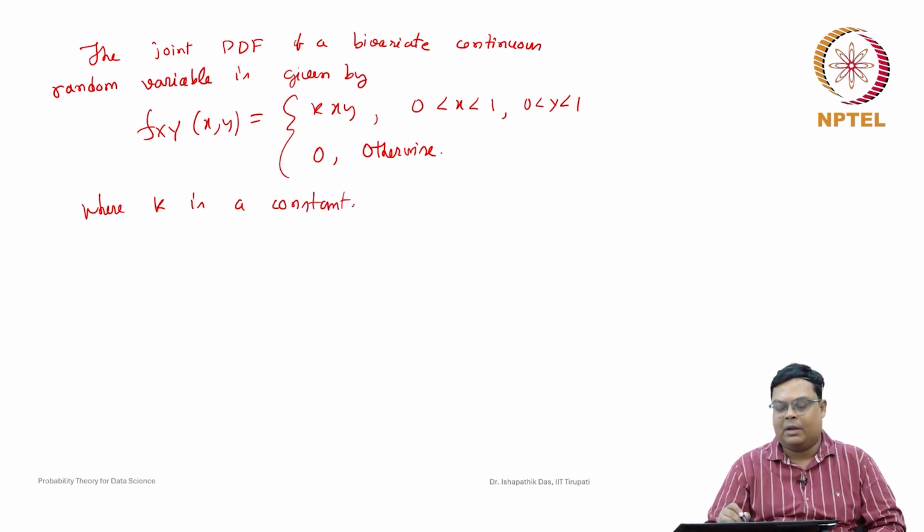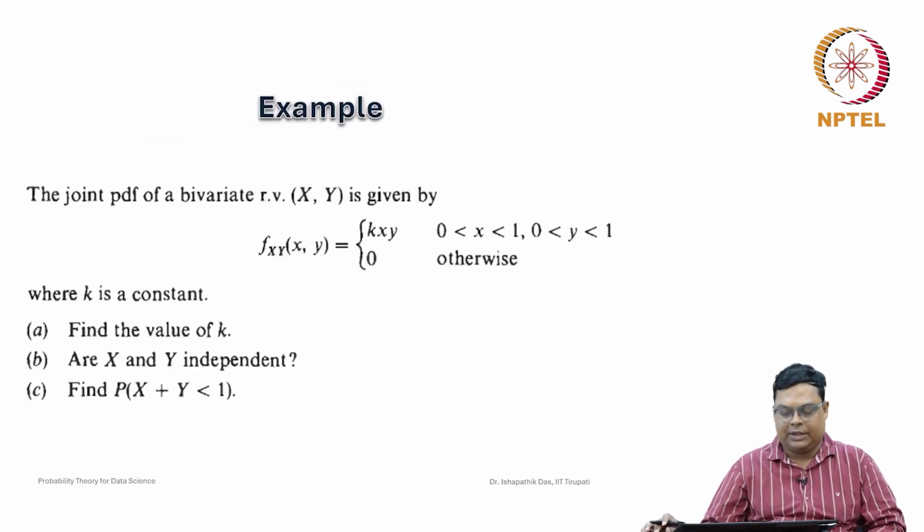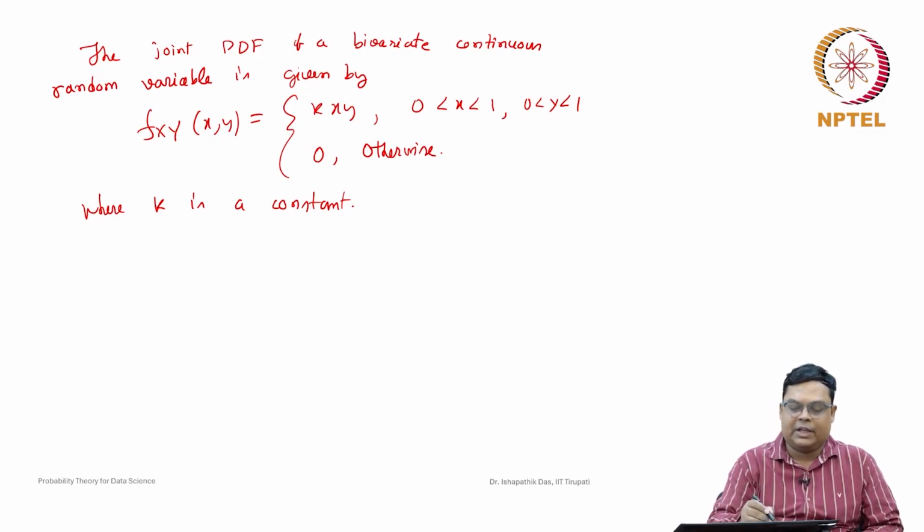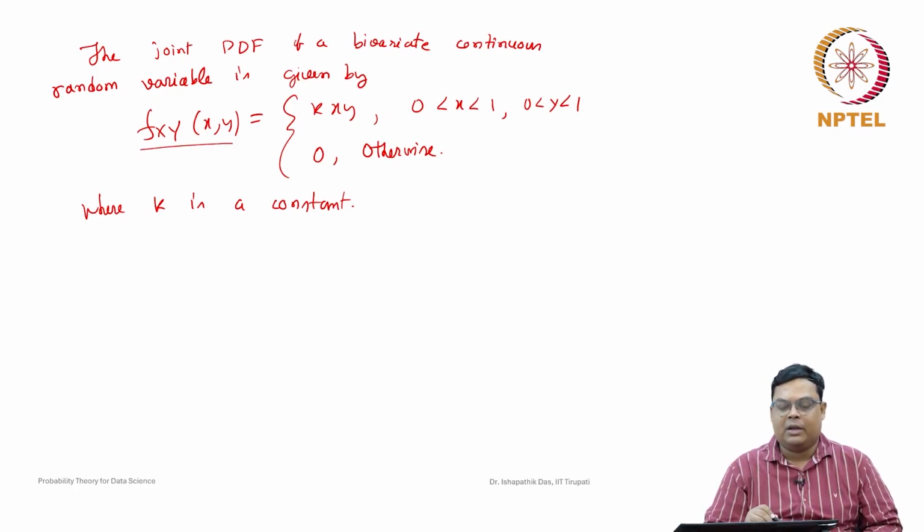Now, we have to first find the value of k. So, how can we find k? Because it is a joint probability density function, it should satisfy all the properties of a joint probability density function. One of the properties is that it should be greater than or equal to 0. Here k is a constant, and x y between 0 to 1 is a positive value, so k has to be a positive value, and it is 0 otherwise.